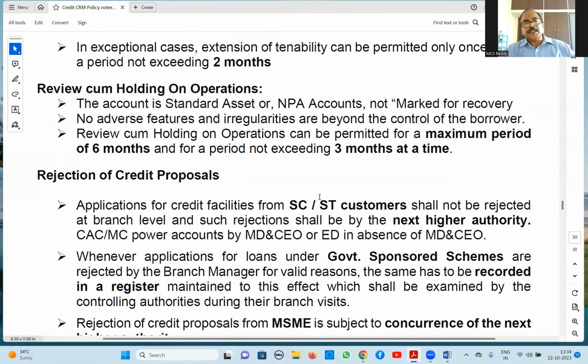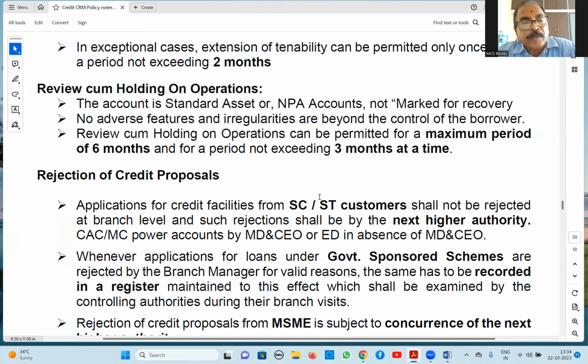Holding on operations. This is also similar to extension of tenability only, but this is applicable in case of standard assets and stressed assets. Standard assets are NPA accounts not marked for recovery. Earlier we called them non-LPD accounts. Now the LPD concept is replaced with marked for recovery. So NPA accounts not marked for recovery.